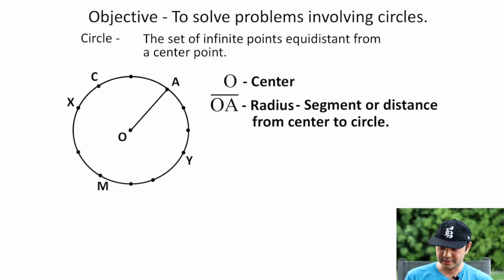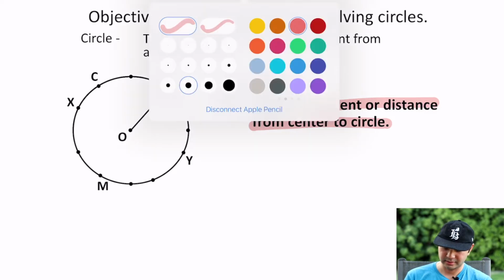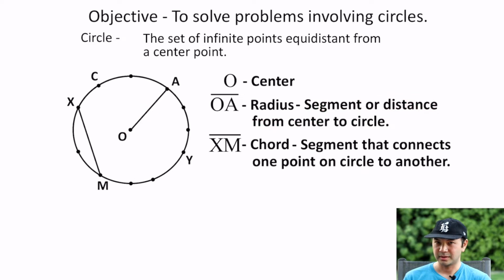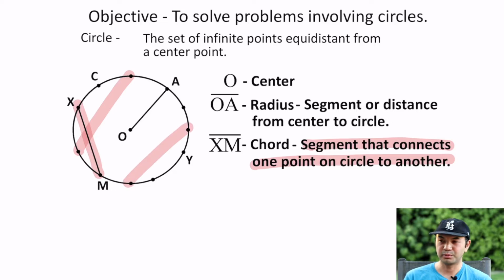Now radius is defined as the segment or the distance from the center to the actual circle. So the radius is a line segment, and it's OA right here. From O to A, that's the radius. But when we're talking about geometry, a chord is a segment that connects one point on a circle to another point. So in this case, XM could be a chord, this could be a chord, just one point on a circle to another point. Even from there to there, that can be considered a chord.